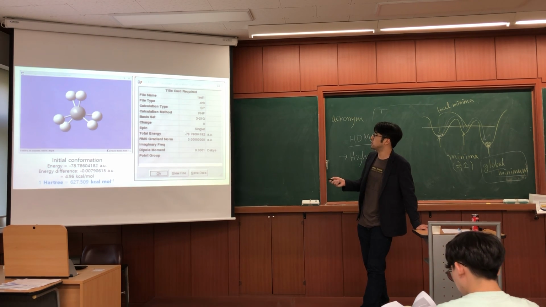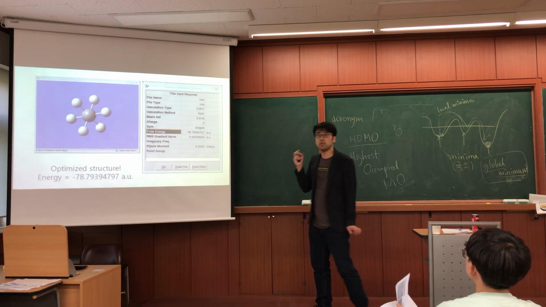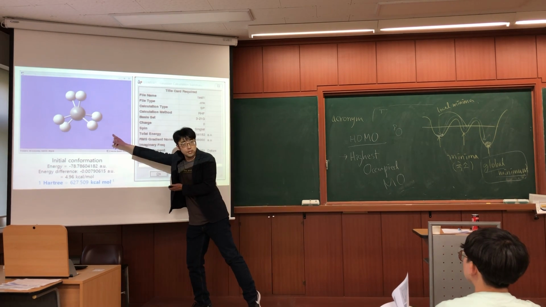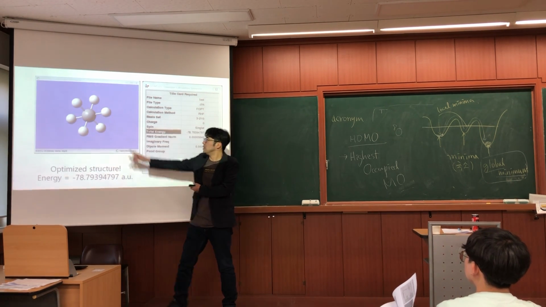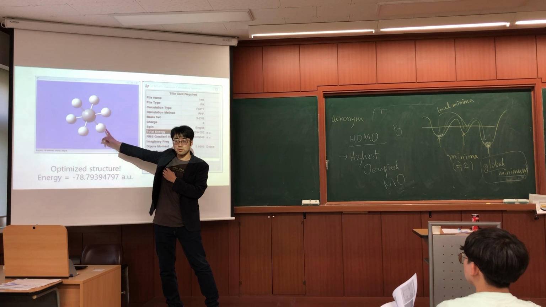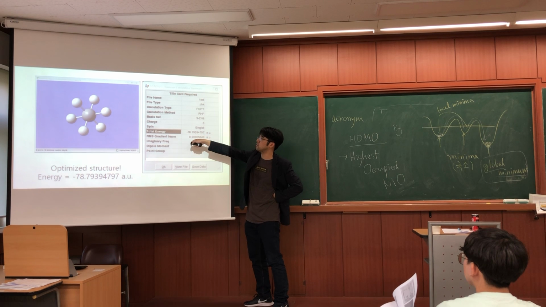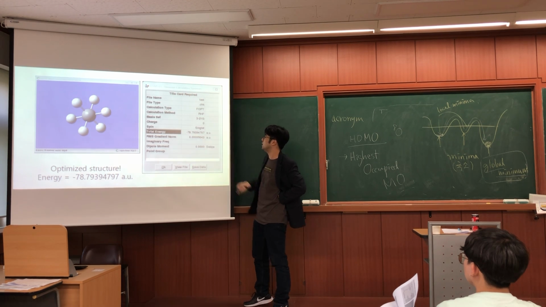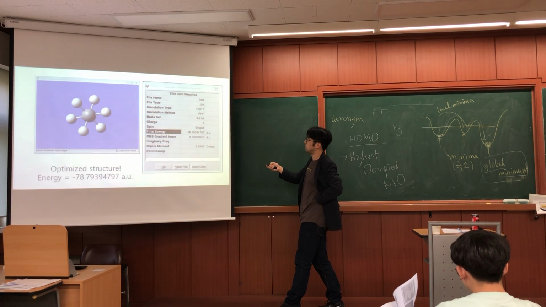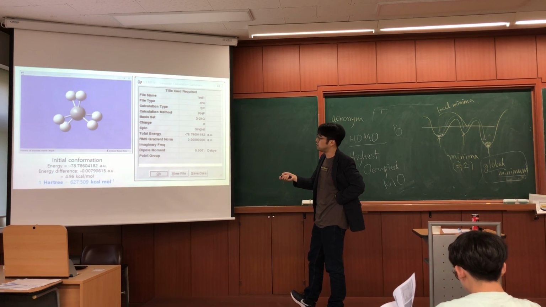The initial conformation is minus 78.7, blah, blah. But if we do geometry optimization, we know that this is unstable, right? So Gaussian modifies the structure like this because this one is stable, right? And Gaussian gives us the energy of this structure. The energy is minus 78.7939. So you see there's a small difference, right? And the energy difference is actually minus 0.0079615 atomic unit.